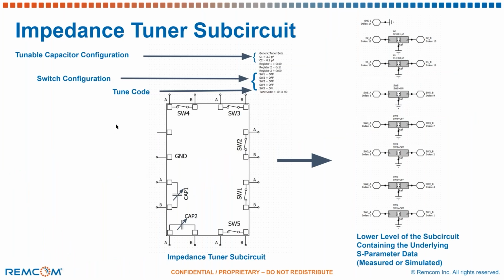So here I'm showing the impedance tuner subcircuit. The impedance tuner consists of 5 switches and 2 tunable capacitors, controlled by tune codes which configure the switch positions and the capacitance values. These tune codes are programmable and specific tune codes can be saved. And then shown to the right here, we have the lower level of the subcircuit, which contains the underlying S parameter data.